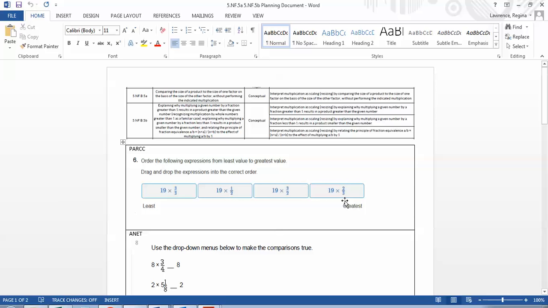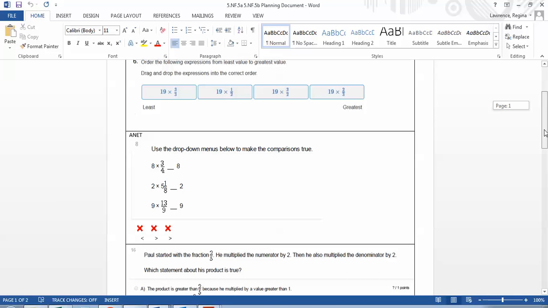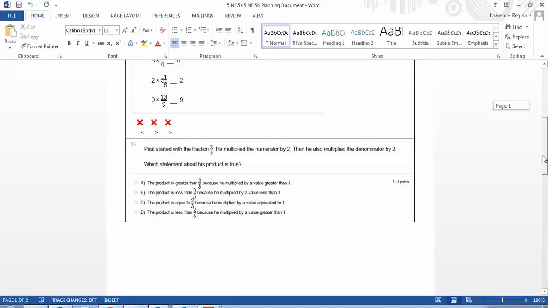So the same thinking applies: if you multiply by a smaller fraction, you're going to end up with a smaller product. If you multiply by a bigger fraction, you end up with a bigger product. Let's go ahead and look. This next item is very similar to the ones that we did yesterday. Using the drop-down menus to make these comparisons true, that's very similar to the work we did yesterday. This word problem, again, very similar to the work we did yesterday.